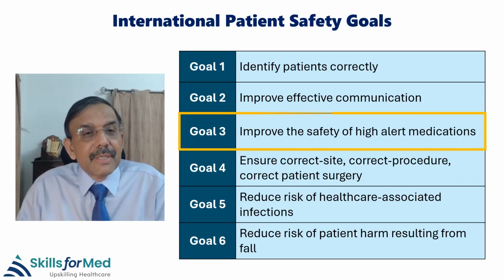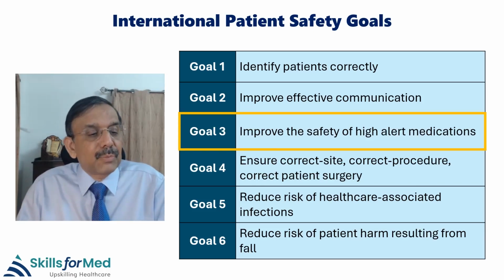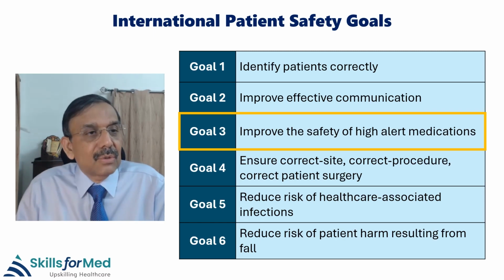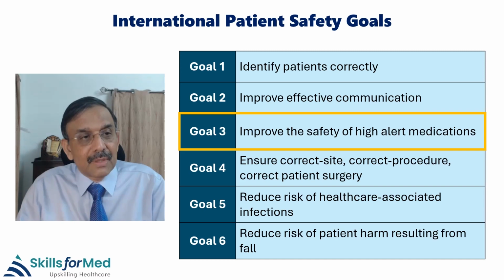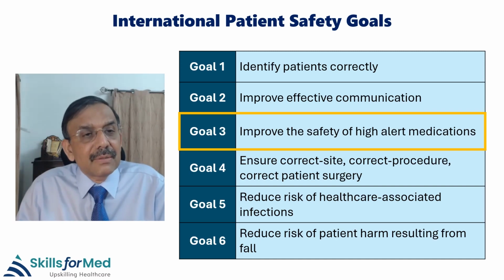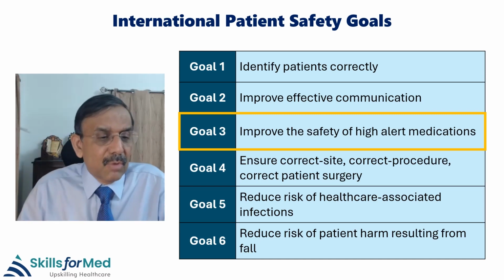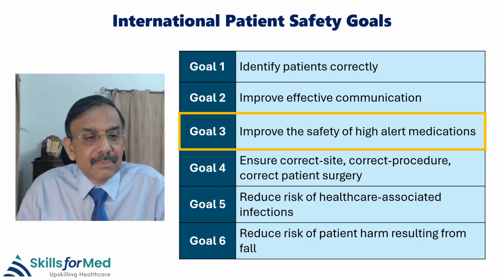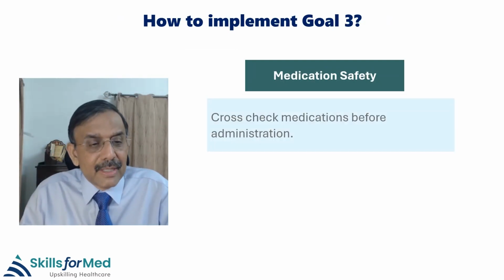So that brings us to the third IPSG goal: improve the safety of medications. Medication errors are a leading cause of injury all over the world, and they occur in different stages of the medication administration, right from prescribing to administration and monitoring. So let us look at how we can implement patient safety goal 3, medication safety.